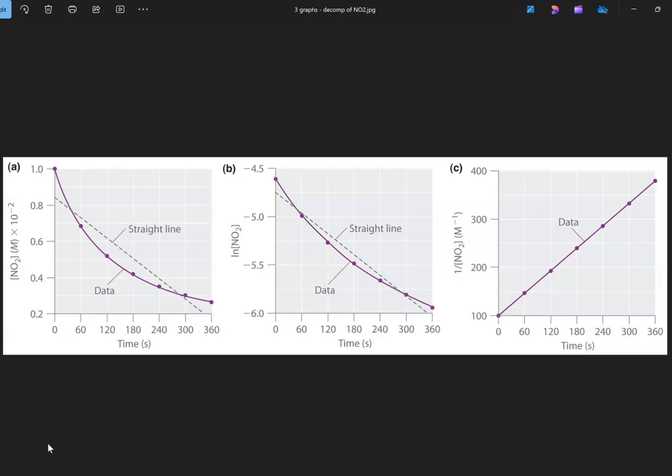And also the slope of this line that you see of 1 over the concentration of NO2 versus time, the slope of that line will be the value for k, the rate law constant.